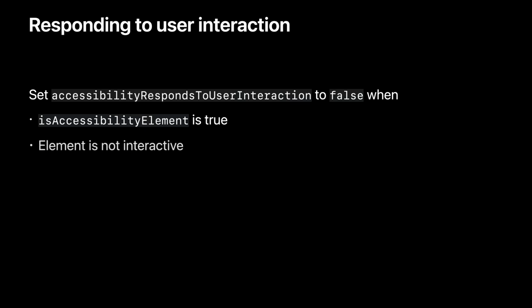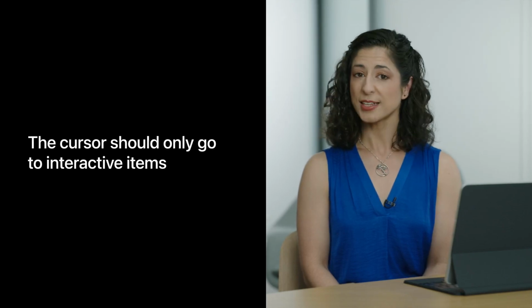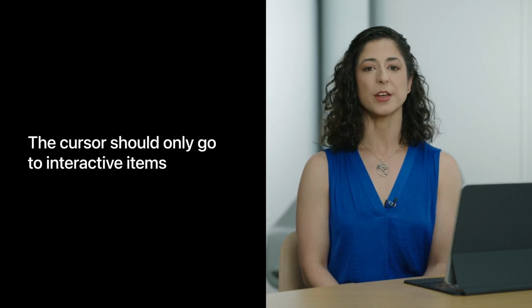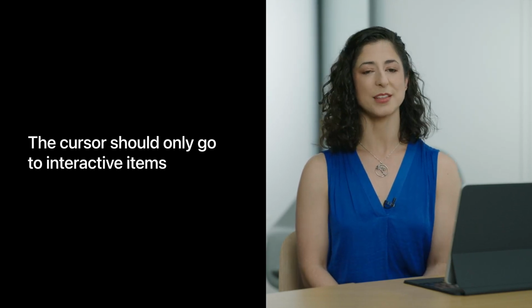In most cases, you'll only need to set accessibility response to user interaction to false when you have an object that you want to be accessible to VoiceOver, but not to full keyboard access or other motor technologies. This brings us to a second key principle of developing for full keyboard access. As you're testing your app, you'll want to be sure that the cursor only goes to items that the user can interact with.